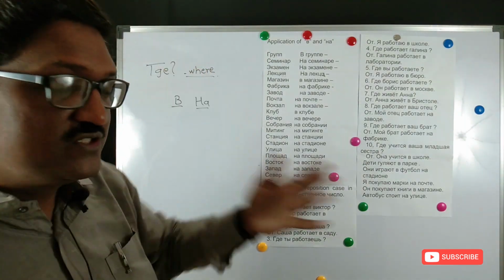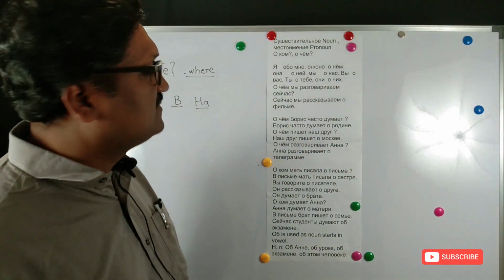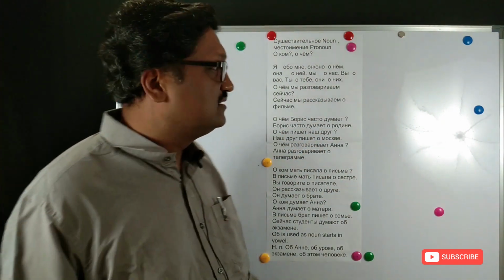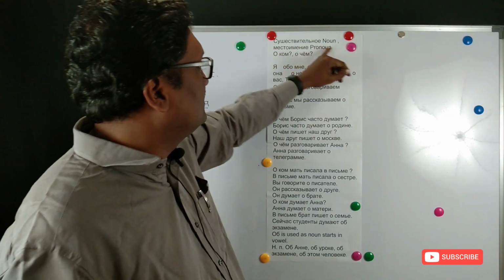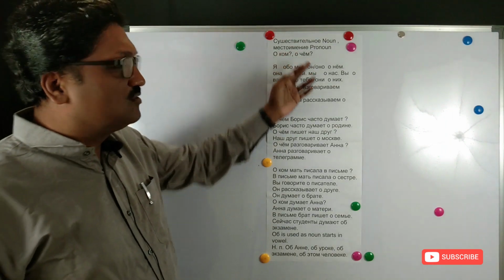Now we'll see as an object of thought also. Now we'll see how the prepositional case is used to explain it as an object of thought. Noun is called sushchestvitelnoye in Russian language and pronoun is mestoimeniye. O kom, o chom.